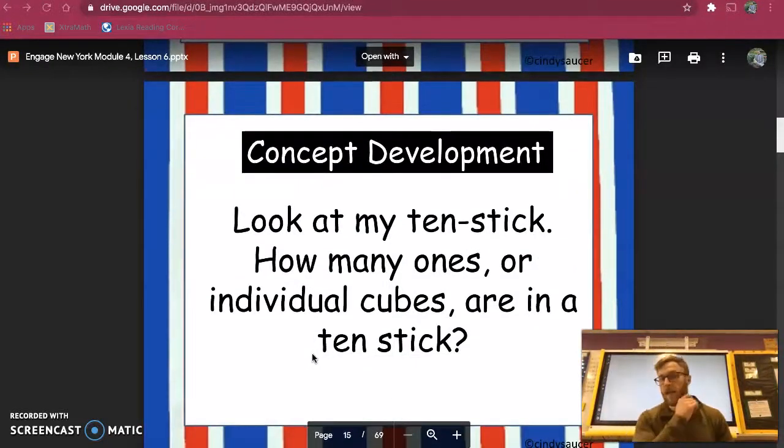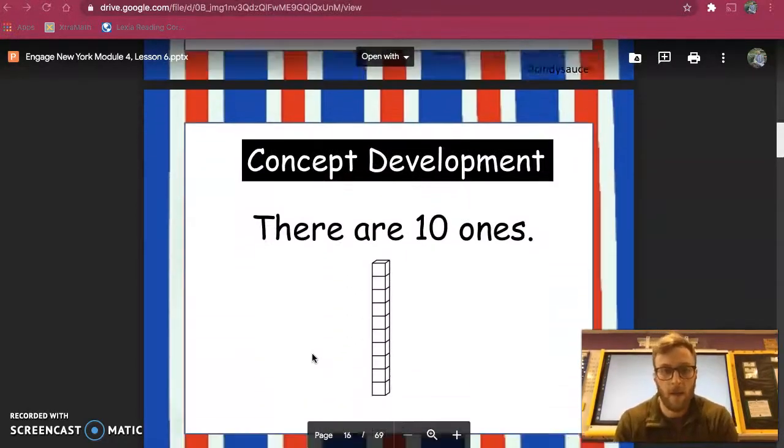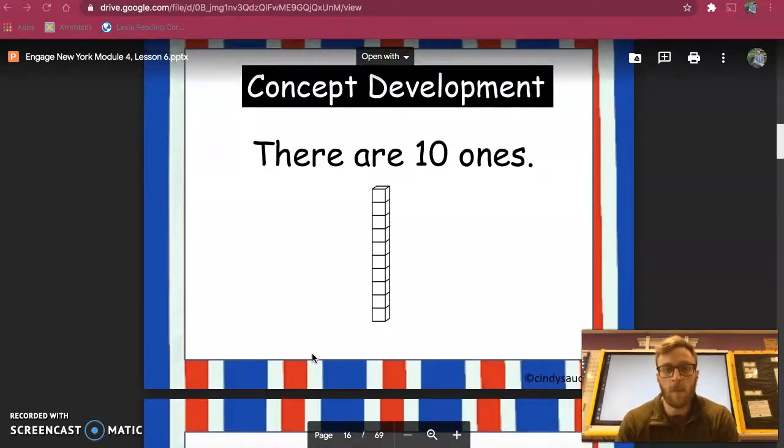We're going to look at a 10 stick, and I want you to think about how many ones or individual cubes there are in a 10 stick. So here is a 10 stick, and we know that there are 10 ones in it. If we were to count each one, 1, 2, 3, 4, 5, 6, 7, 8, 9, and 10. So a 10 stick has 10 ones inside of it. They're stacked on top to make a whole stick.